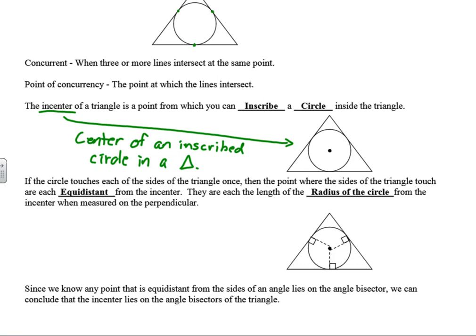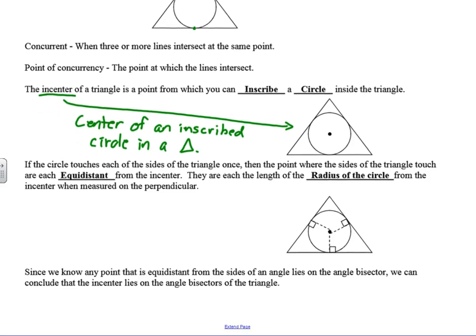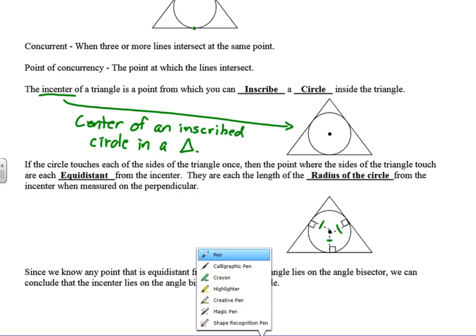So let's follow along. If the circle touches each side of the triangle once, then the points where the sides of the triangle touch are each equidistant from the incenter. So this is a radius. All of these lengths are the same. They are each the length of the radius of a circle from the incenter when measured on the perpendicular. Since we know any point that is equidistant from the sides of an angle lies on the angle bisector, we can conclude that the incenter lies on the angle bisectors of a triangle. That's a key right here.